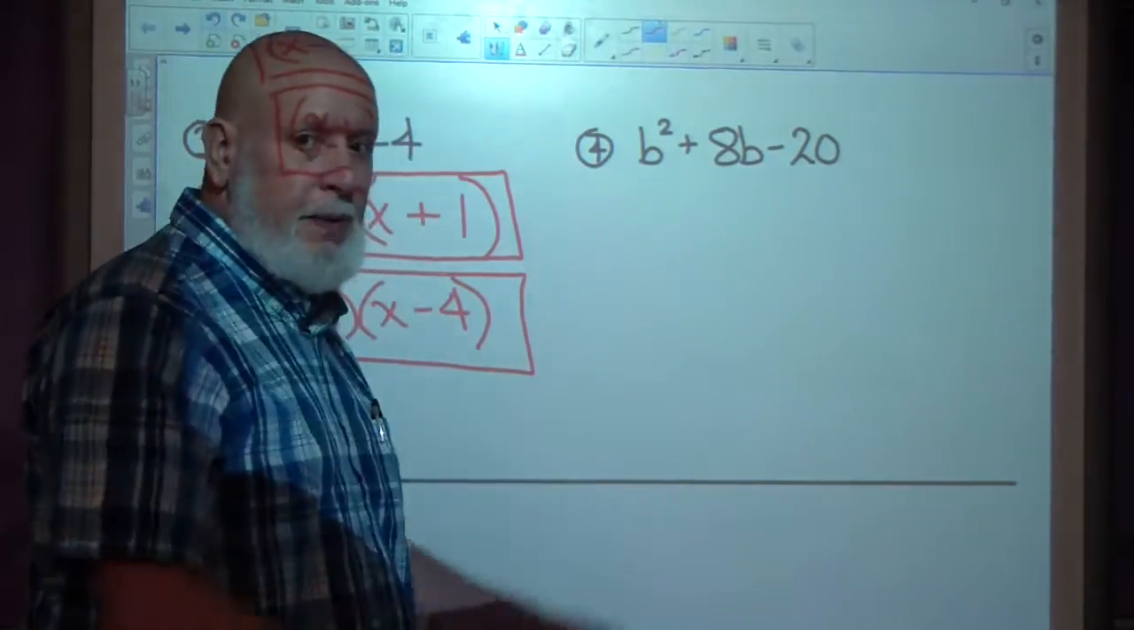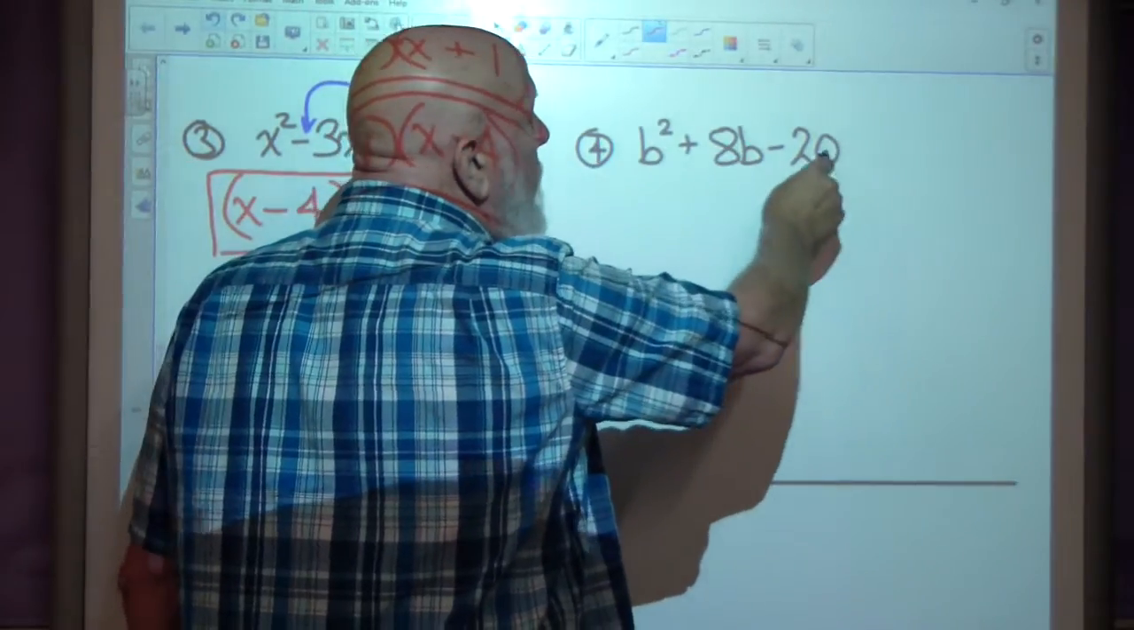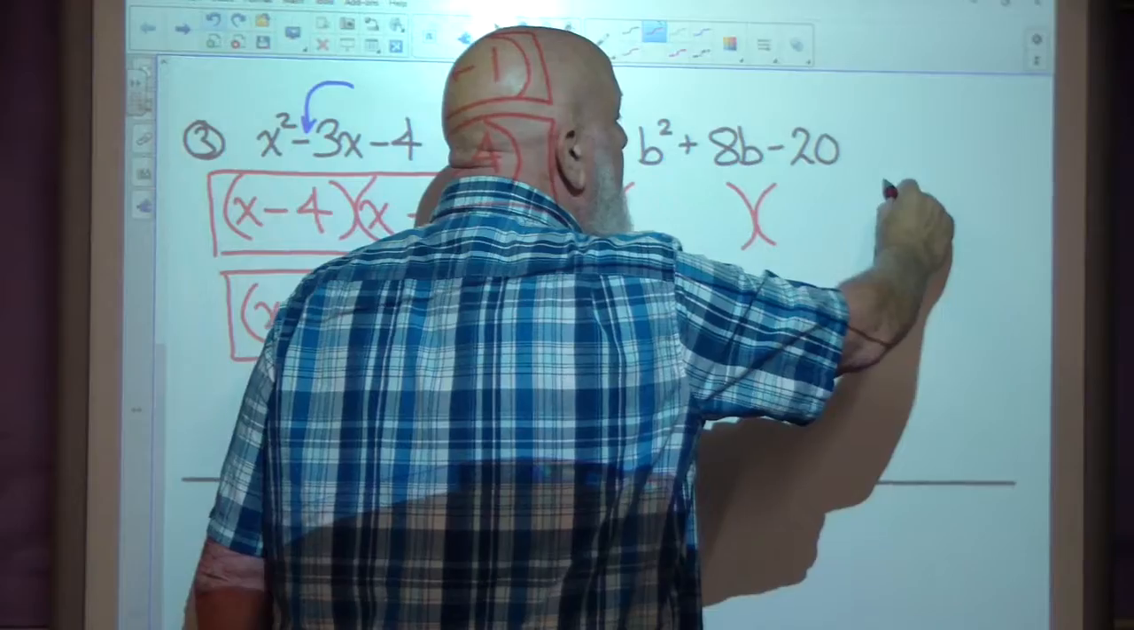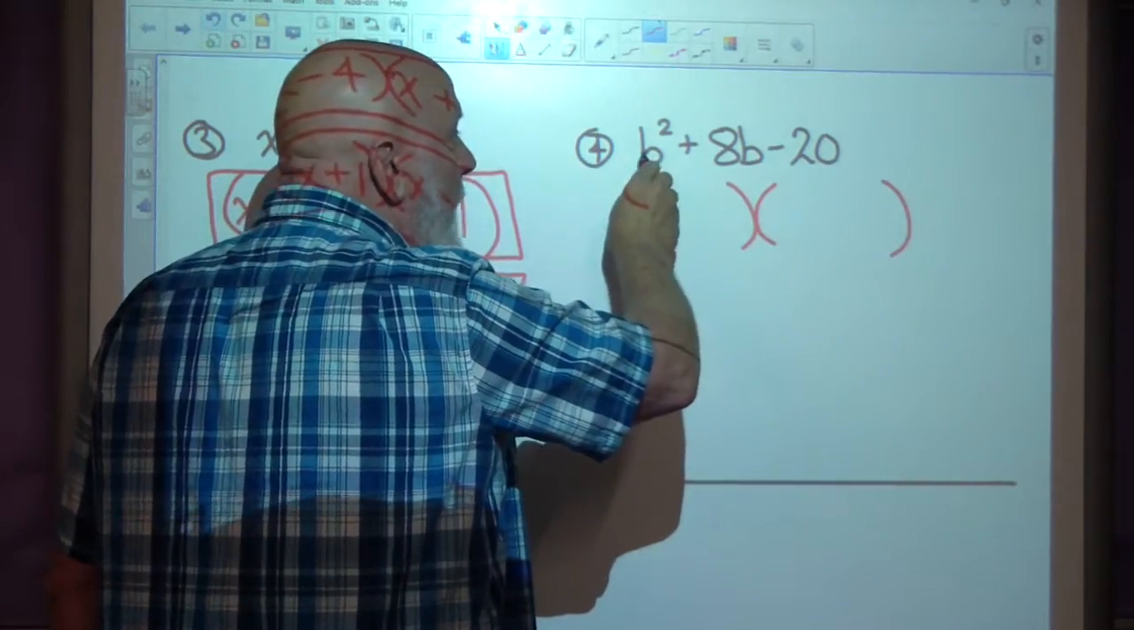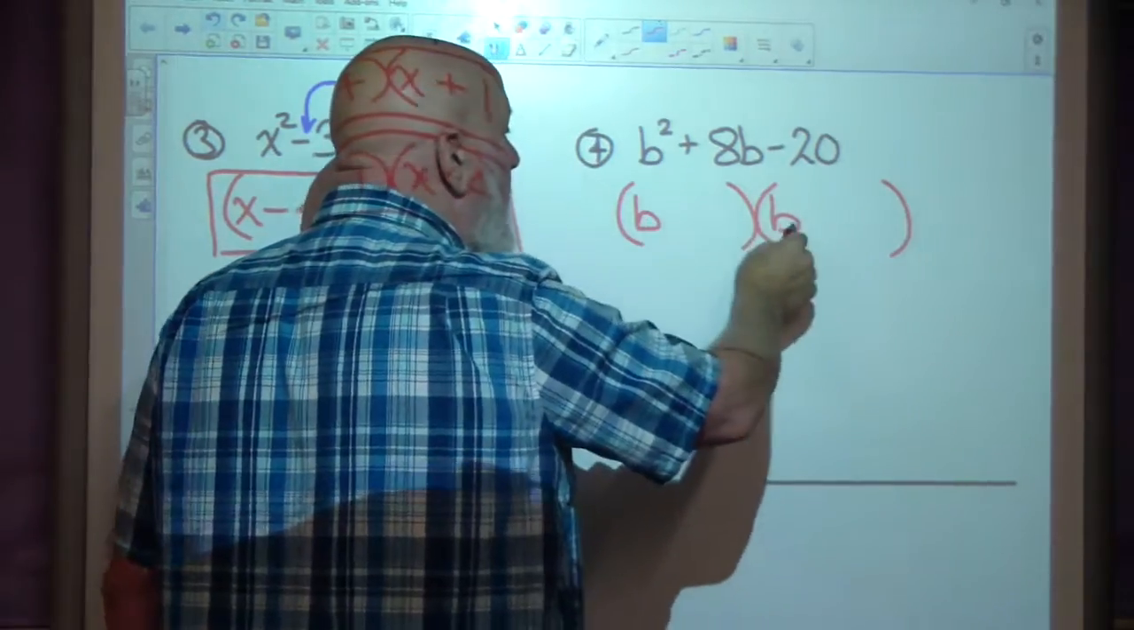Hopefully I won't mess it up. If I do, I'll apologize in advance. I see I've got a quadratic trinomial. I'm going to try to factor it. My leading coefficient is a 1, so I can take the square root of this one. Square root of b squared is b. Put it here and here.